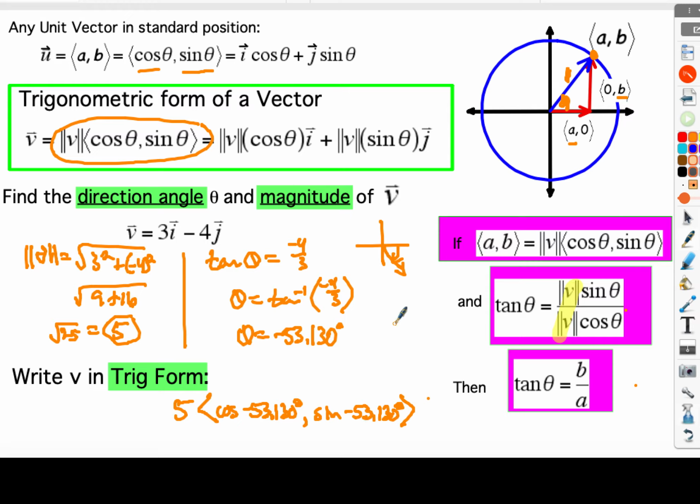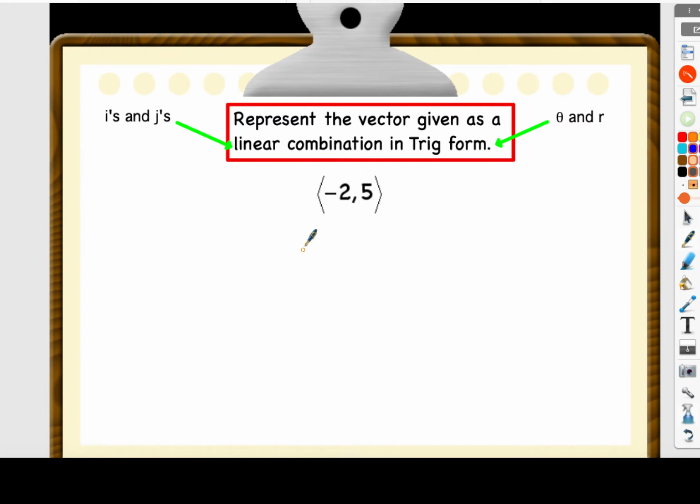So this is the trig form, representing the vector, rather than in horizontal and vertical components, in terms of magnitude and direction angle. Let's practice doing that one more time. So let's take this vector here, negative 2, 5, and represent it as a linear combination. We want to end up in i's and j's in trig form, in terms of theta and r.